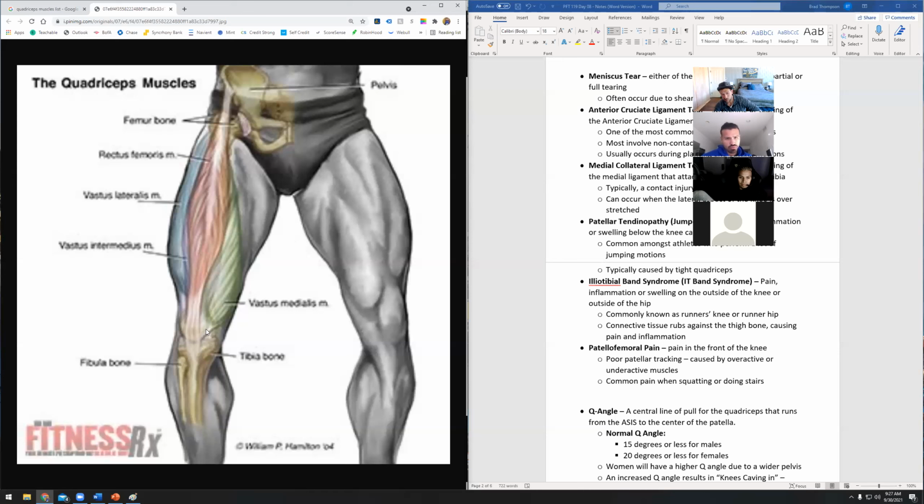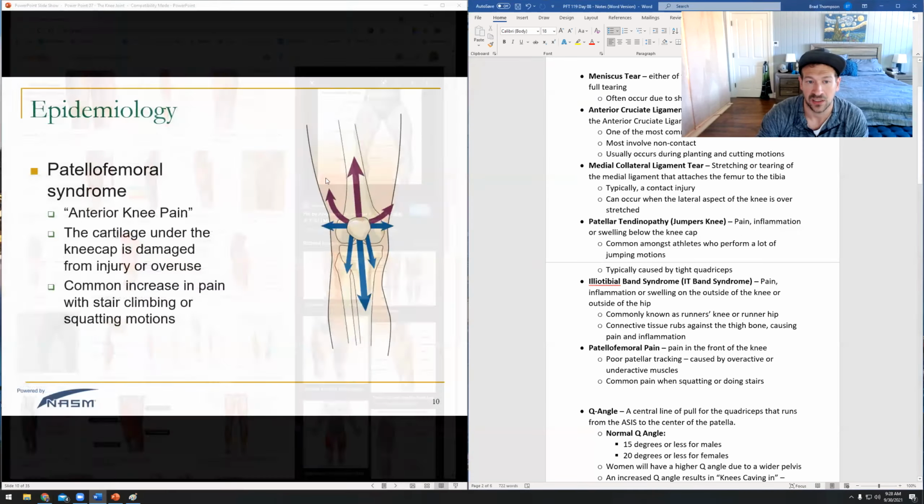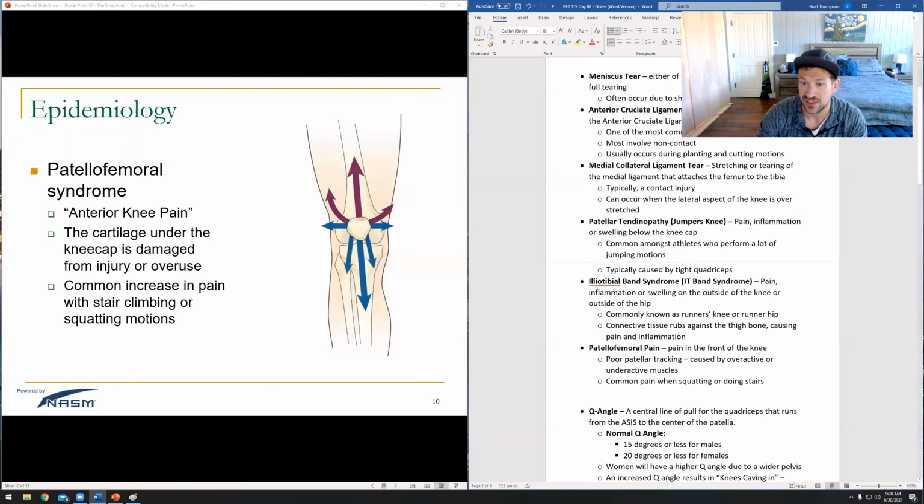So imagine if one of these gets tighter than the other. If the VMO here, if the vastus medialis gets overactive, what's going to happen? The kneecap's going to pull this way. If the vastus lateralis gets too overactive, what's it going to do? It's going to pull this way. So it's going to affect how that kneecap can move because it gets tight on one side and loose on the other. And that's what causes patellofemoral syndrome, which is just where the cartilage underneath the knee is getting overworked because it's grinding instead of sliding the way it's supposed to.